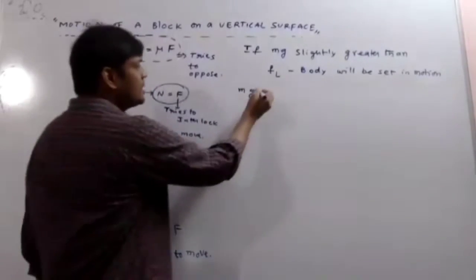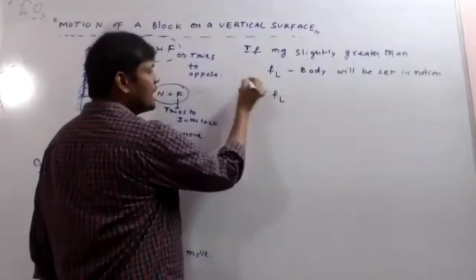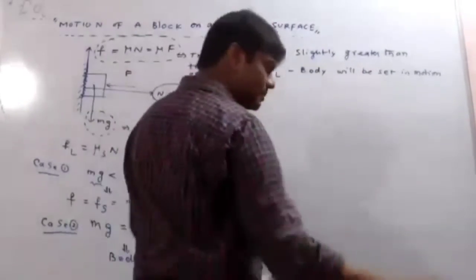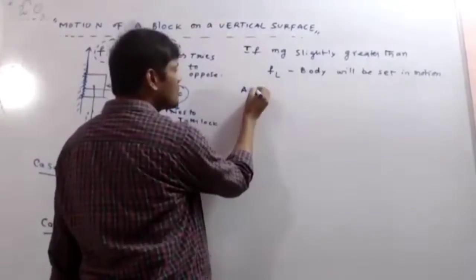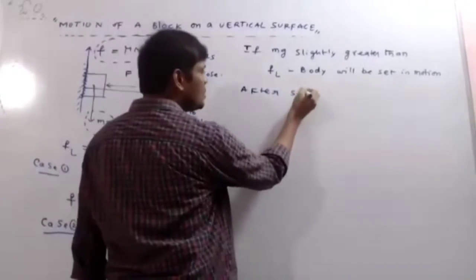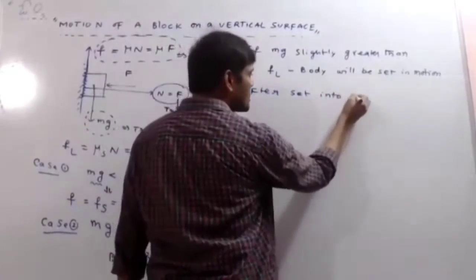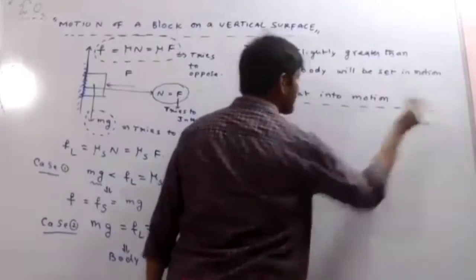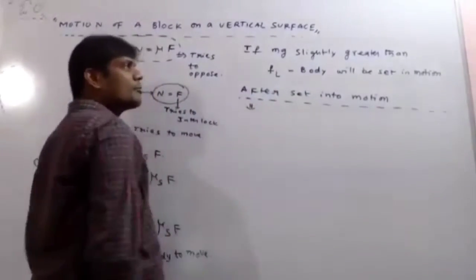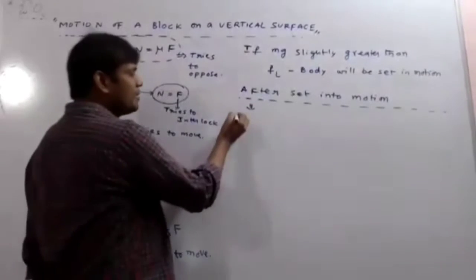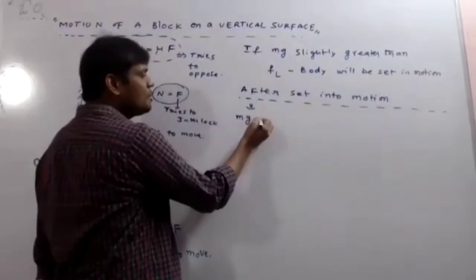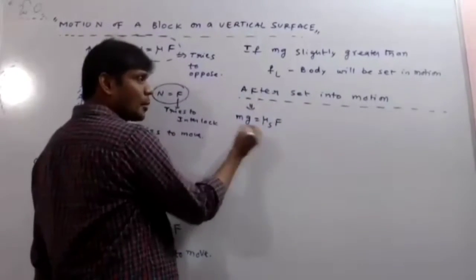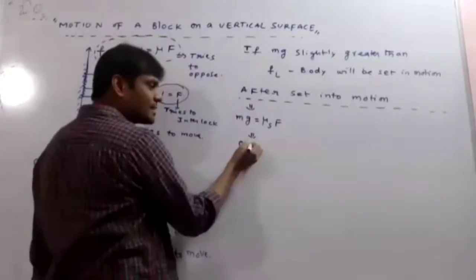First, mg is equal to f. If it continues to act after setting into motion, what will happen? I am applying a force equal to mu s f. Then the body is already in motion, and the body will accelerate.